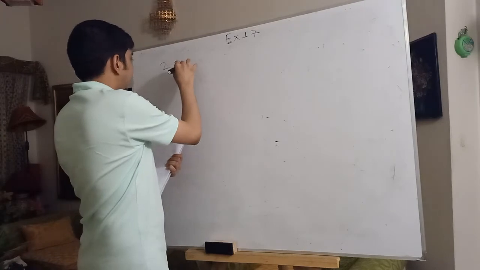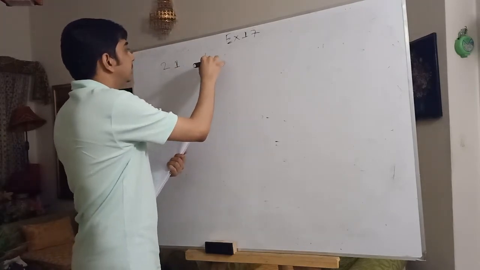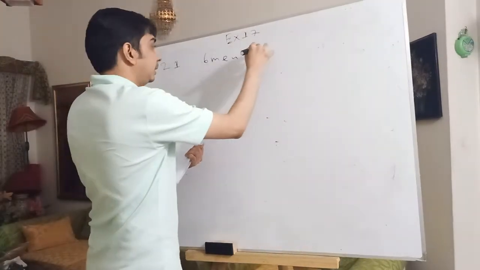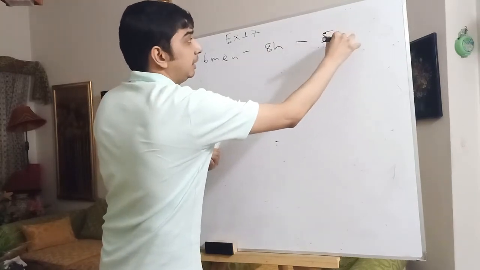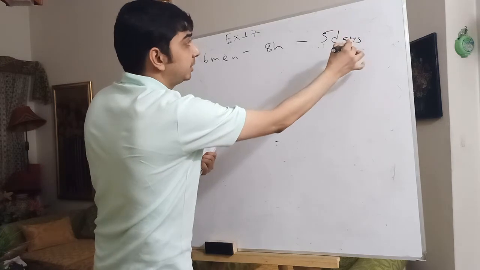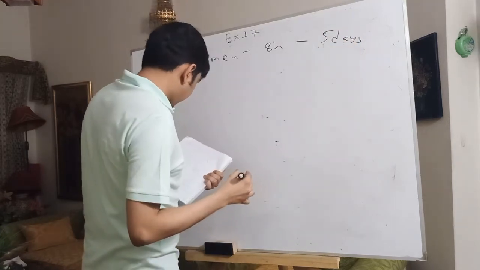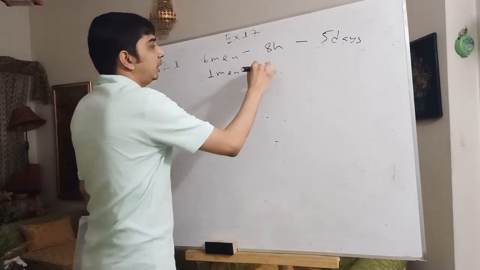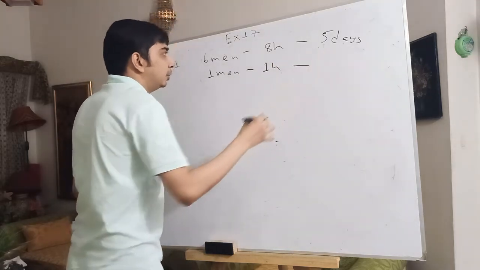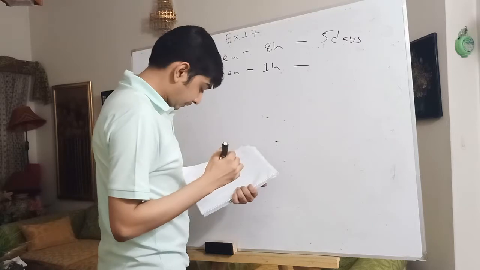Question 21. 6 men, 8 hours, 5 days. So at the end you have to find the number of days, so I'm writing it right at the end. So first let's say you have 1 man working 1 hour. So how many days is it going to take?